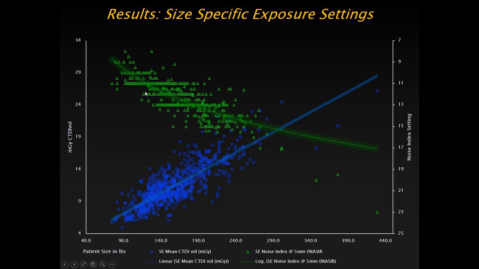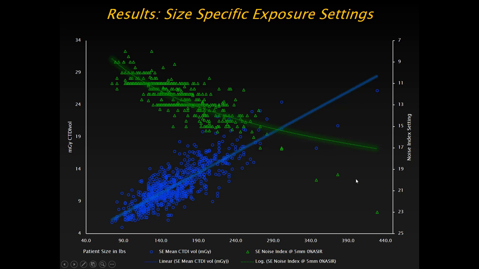Now, what you can see here is that the exposure settings are very linear. As patient size increases, so does the exposure value, but it's very controlled and it follows this line very well. Now, interestingly enough, you can see where the protocol worked, where these triangles really line up very well. This is great, right? These were protocol values. But then look at all of these stragglers that are all over the place.